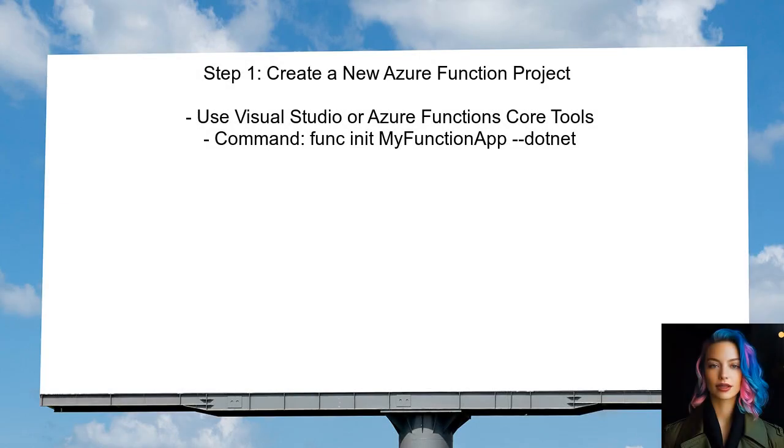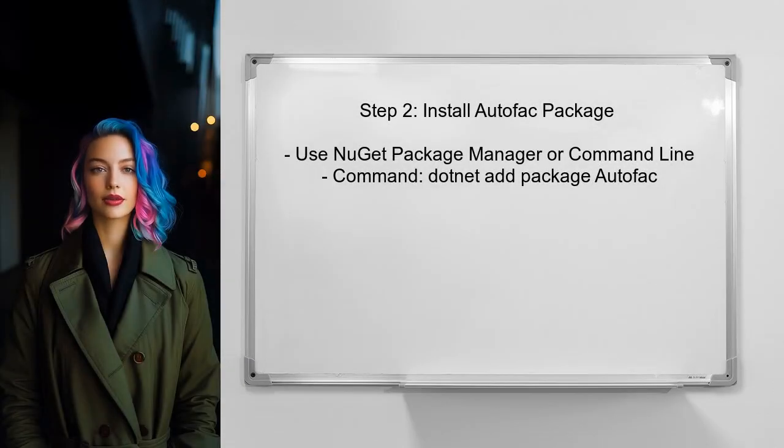To implement dependency injection using Autofac in an Azure function, the user should start by creating a new Azure function project. This can be done using Visual Studio or the Azure Functions core tools. Next, the user needs to install the Autofac package. This can be achieved by adding the Autofac NuGet package to the project. The user can do this through the NuGet package manager in Visual Studio or by using the command line.